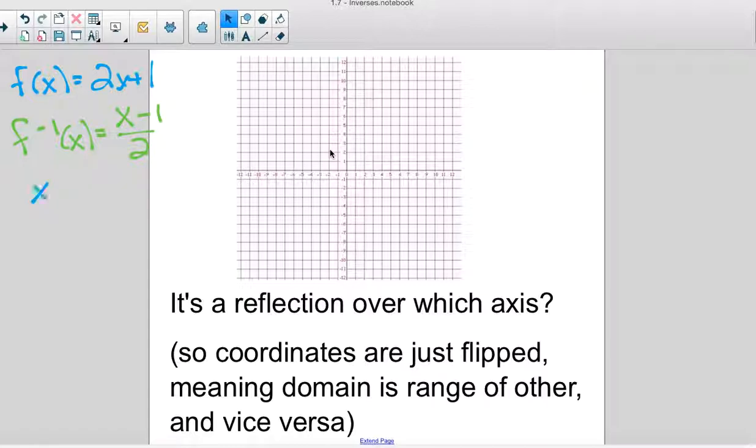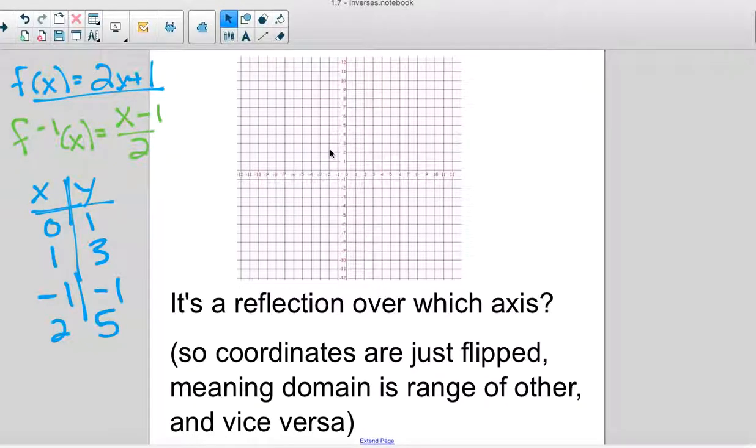So the first one's going to be the original. If I wanted to plot some points for this one, I could plug in 0, I'd get 1. I could plug in 1, I'd get 3. I could plug in -1, and I would get -1, right? 2 is going to give me 5. You can go on and on. But the graph is just going to be a y-intercept of 1, 1, 3 was another point I found, -1, -1, 2, 5. But it's a line, and we kind of know what that looks like.